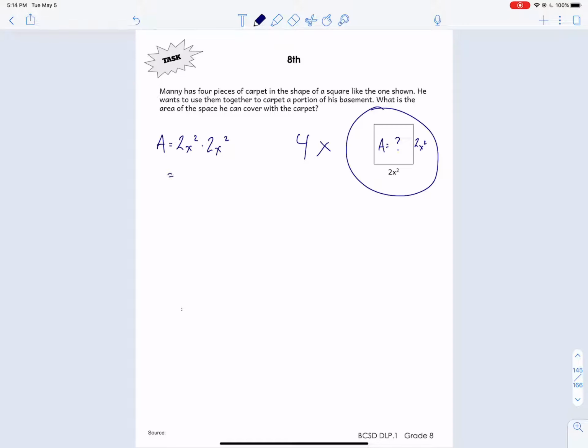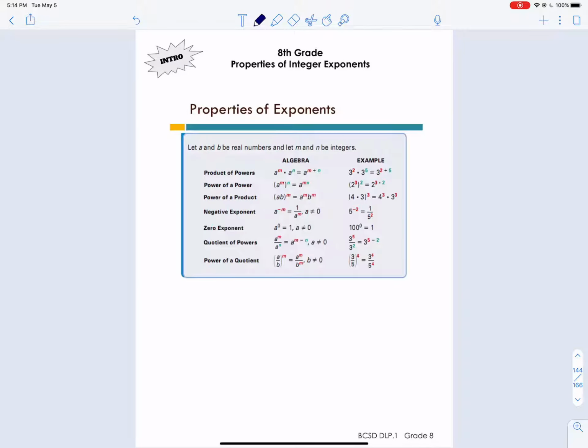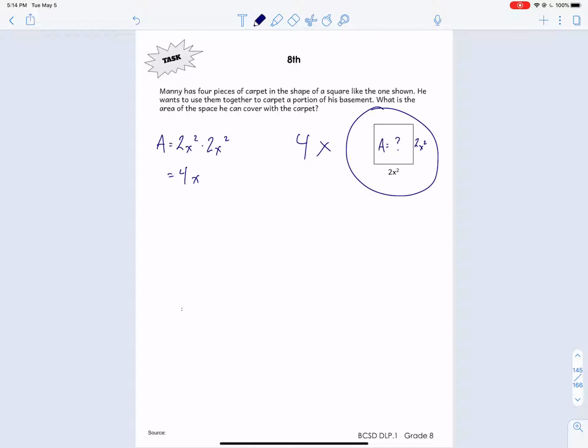I'm going to multiply the numbers, so 2 times 2, that's 4. And then the variable x. Going back to our rules of exponents, when we multiply, that's the product of powers, we add the exponents. So we have a 2 and a 2, we add those together, we get 4. That's the area of one square, and we have 4 of those. So the total area is 4 times what we just did. I'll call that area TOT for total. So that's 4 times 4x to the 4th power.